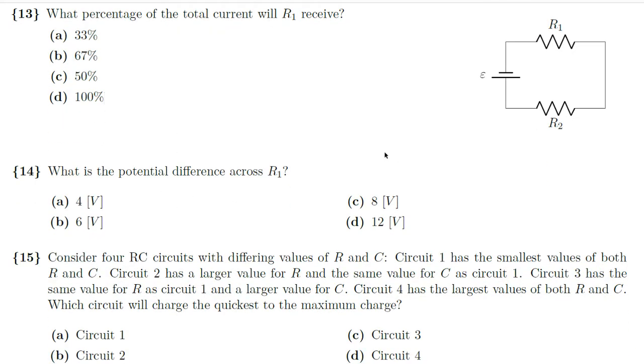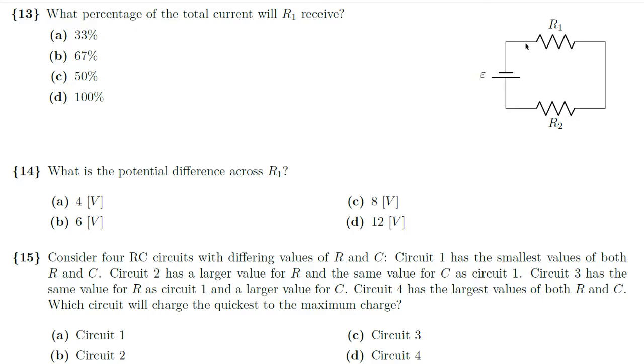Now, the other question in this circuit here is, what is the potential difference across R1? So now, it's not current we're talking about, it's potential difference, or in other words, voltage. This is a 12-volt battery in this diagram. Now, because we know that the resistors, or in general the circuit elements, are in series, it's 12 volts across the whole combination, but it's not going to be necessarily the same.